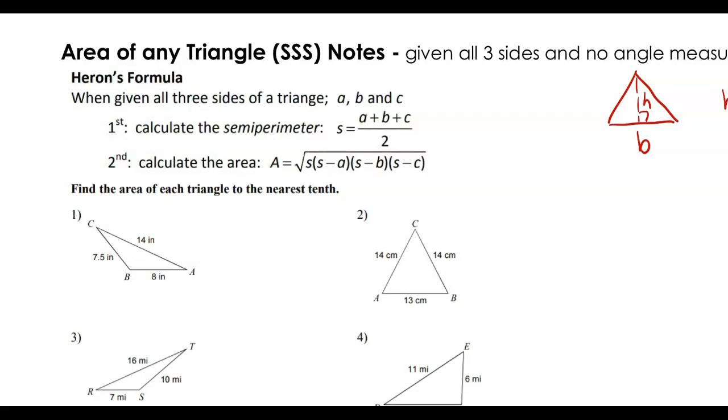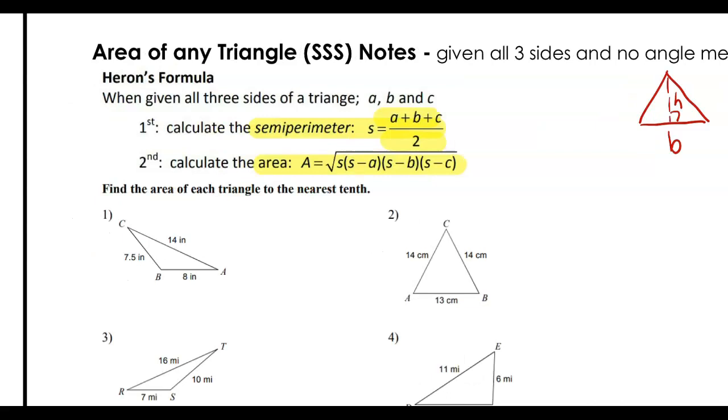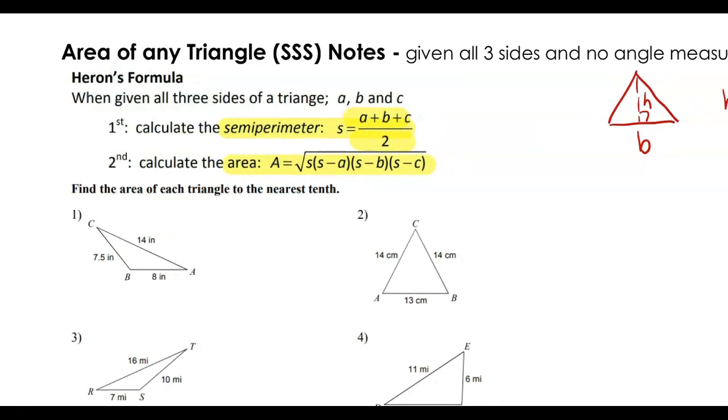The first thing you're going to do is find the semi-perimeter. The semi-perimeter is found by this equation. And then the second thing we're going to do is actually calculate the area using this formula. We're going to take half of the square root of your semi-perimeter. All of the S's represent your semi-perimeter. And then you're going to use the A, B, and C, which are the sides of your actual triangle. So we're just going to plug those in.